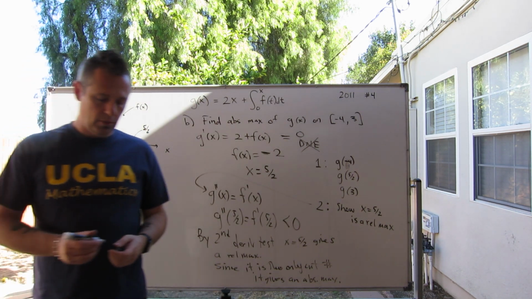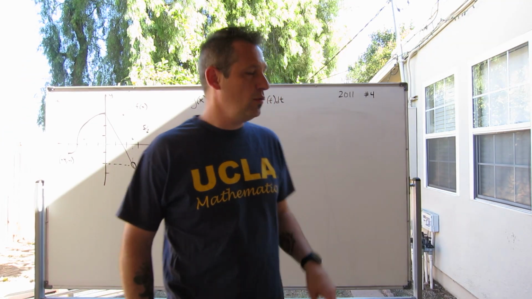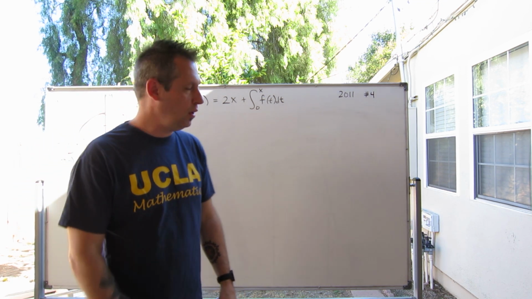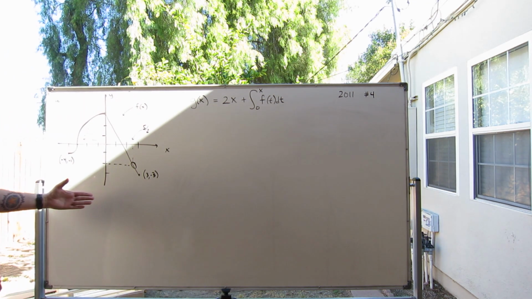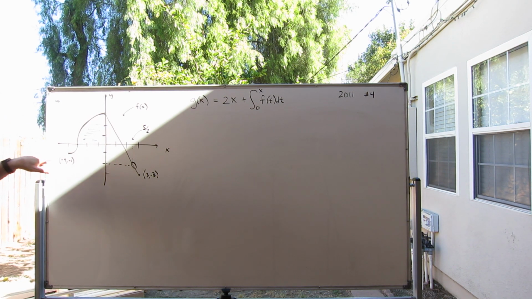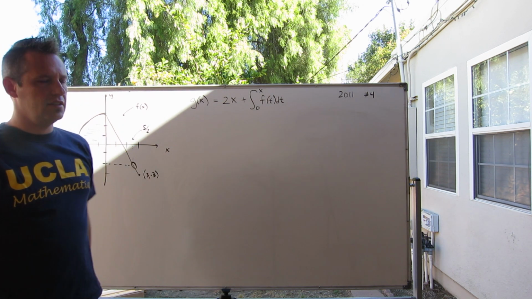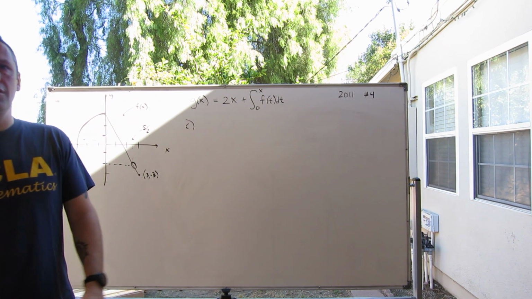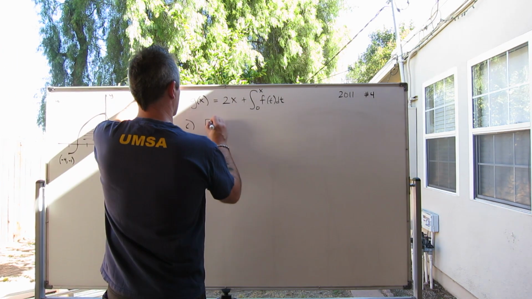And that completes the problem. Okay, here we are tackling part C of the 2011 AP Calc BC exam number 4. We're dealing with this function f of x defined by a graph over here. We've got two partial circles, quarter circles, connected with a line, and then we're defining g of x in this way. And for part C, we're asked to determine where g of x has any inflection points.